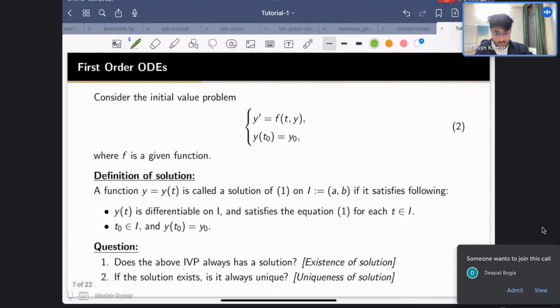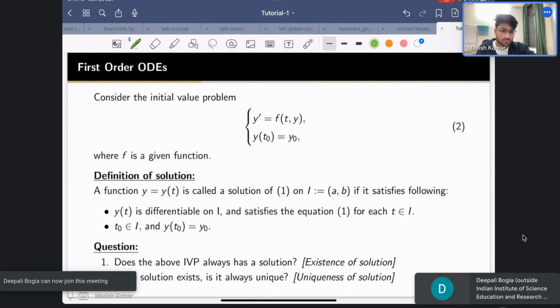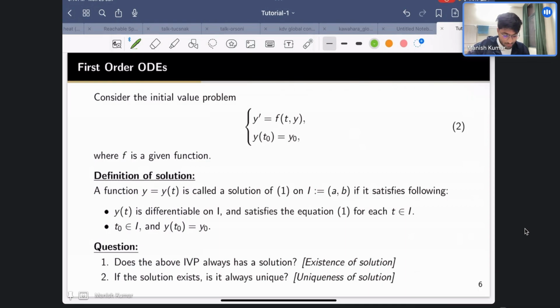Now let us come to first order ODEs. You have this kind of initial value problem: a differential equation and then an initial condition. Such a problem is called an initial value problem.